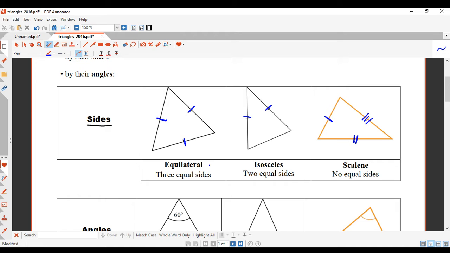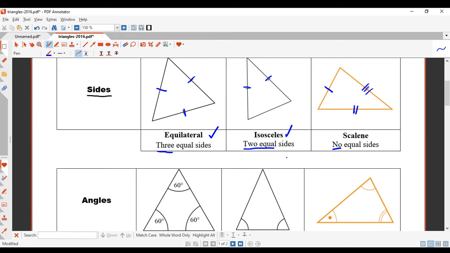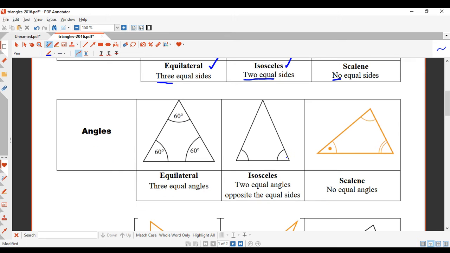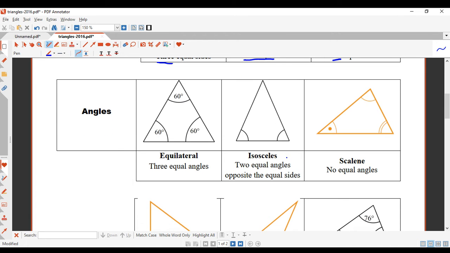So an equilateral triangle has three equal sides, three. An isosceles triangle has two equal sides, and a scalene triangle has no equal sides. So that's according to the side length of a triangle. What about classifying a triangle according to its angles? We can do that too.